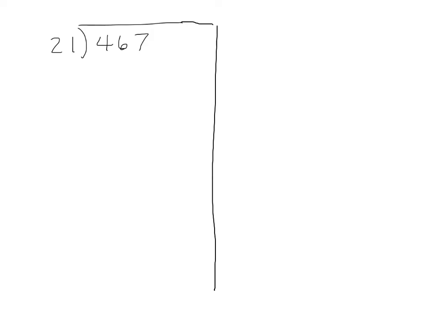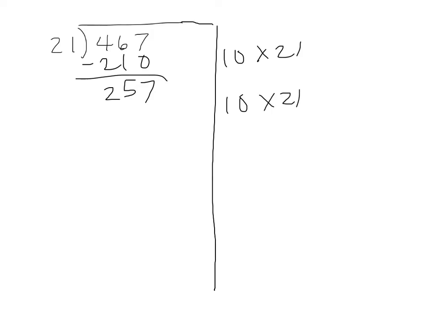Again, we looked at the divisor going into the entire dividend this time, not doing it in little sections, but doing the whole thing. So 10 times 21 would be 210, which leaves 257. I notice that 257 is still larger than my 210, so I'm going to take another 10 out. 210, and I get a remainder of 47.